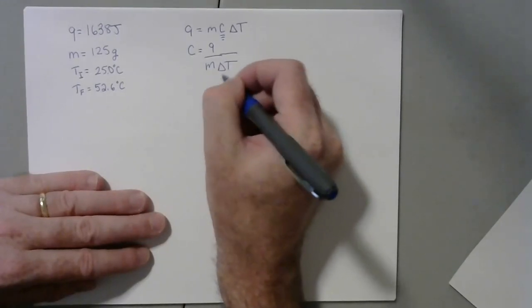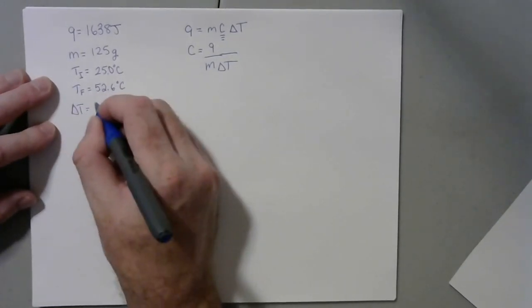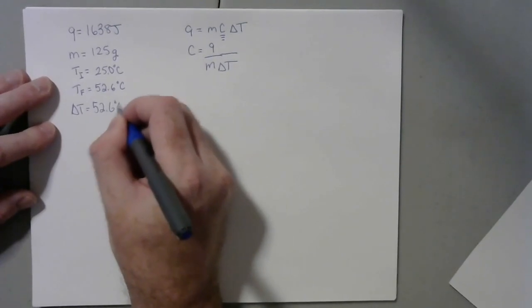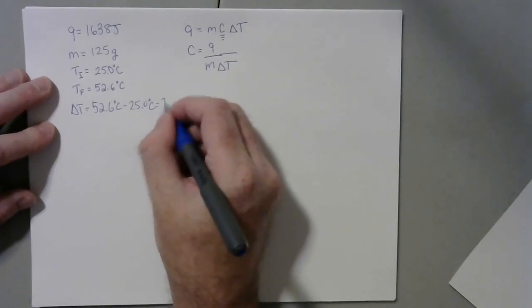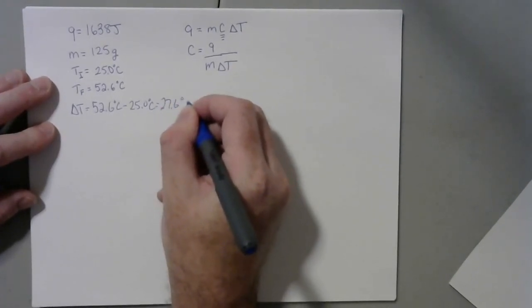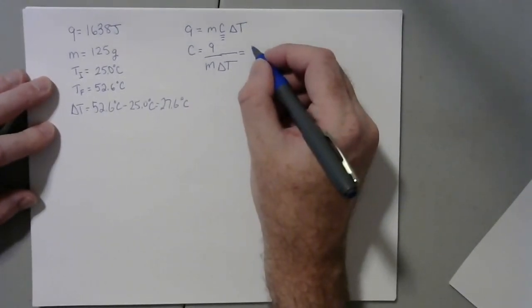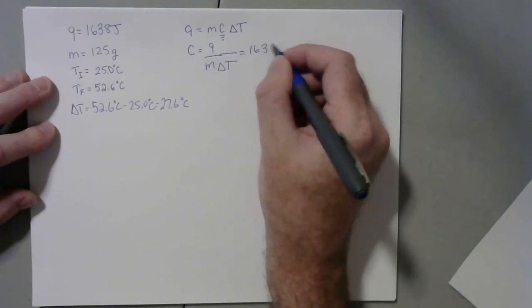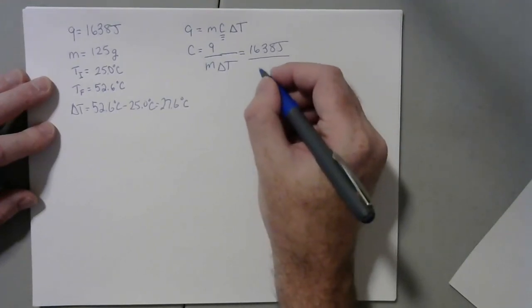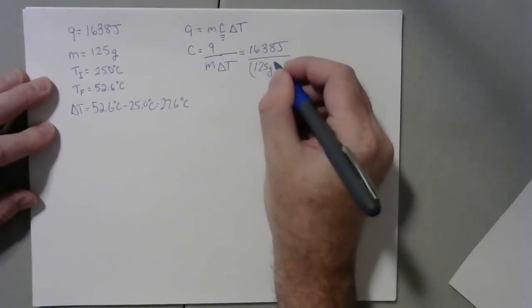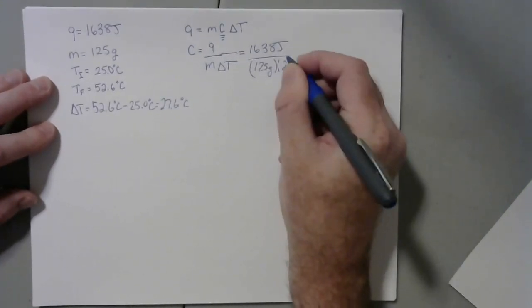So I've got the Q, I've got the m. I need to subtract these two to get the delta T. So delta T equals 52.6 degrees Celsius minus 25.0 degrees Celsius, or 27.6 degrees Celsius. Now we've got everything we need. We have 1,638 joules divided by 125 grams and 27.6 degrees Celsius.